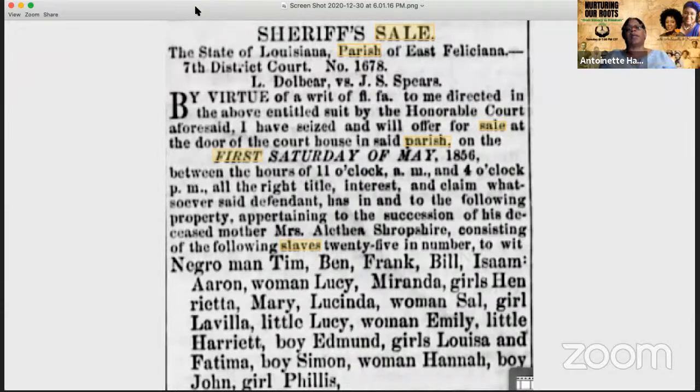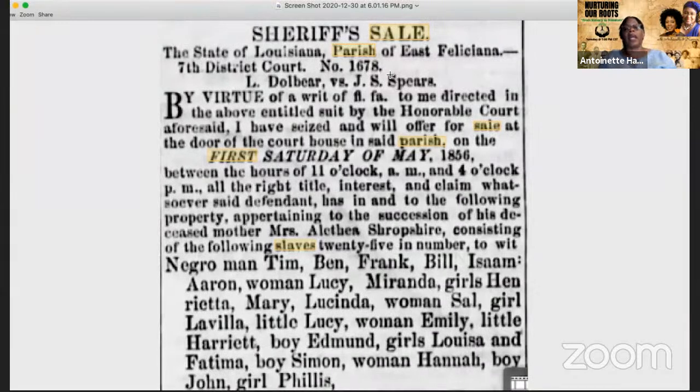What we're looking at here is a sheriff's sale. And it gives you the location, once again, East Feliciana. And the date was the first Saturday of May, 1856, between the hours of 11 a.m. and 4 o'clock p.m. You are learning that your ancestors' lives could have changed. It gave the person whose succession they were opening up as Alita Shropshire, consisting of the following enslaved, 25 in number. So it told you right in this record, 25 people were getting ready to be sold between the hours of 11 and 4 o'clock, May 1856.